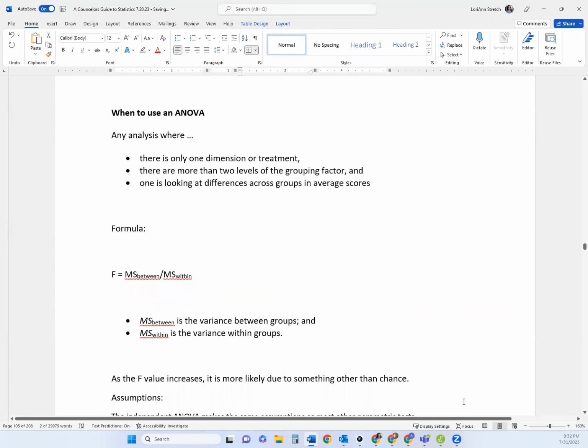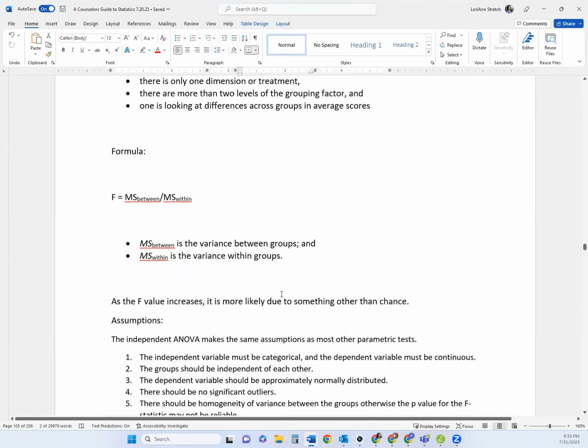Again, just to stress, we need to have one dimension of treatment, which is your independent variable, and you need to have at least two levels of grouping factors, and you need to be looking at the differences across those groups. The formula seems pretty simple, although it takes a lot to get there, and that is F equals the variance between divided by the variance within. As the F score increases, it's more likely to be due to something other than just chance.